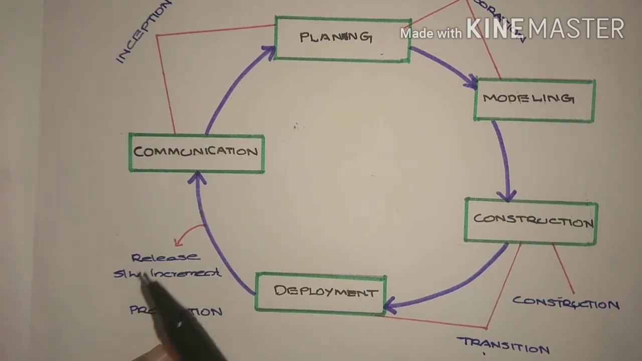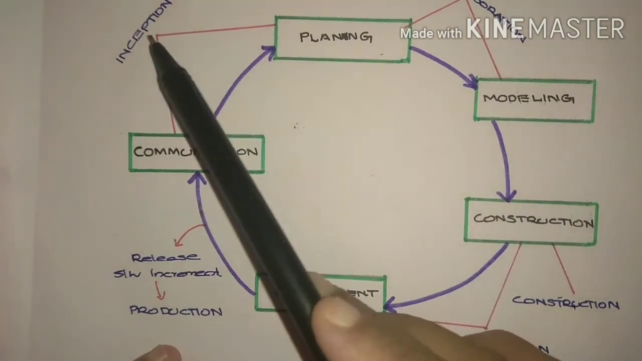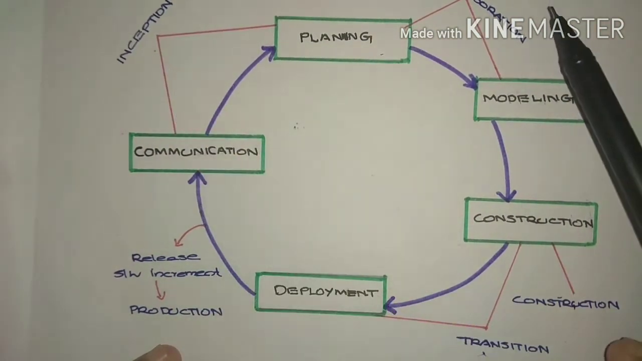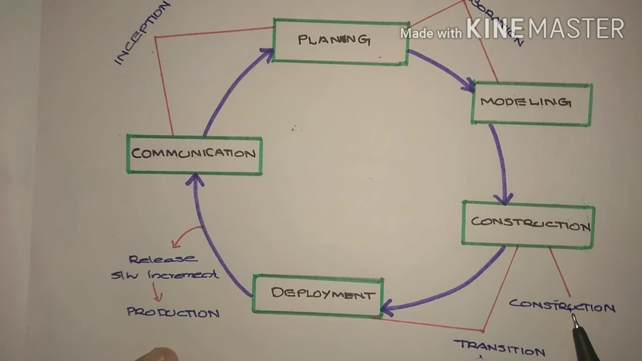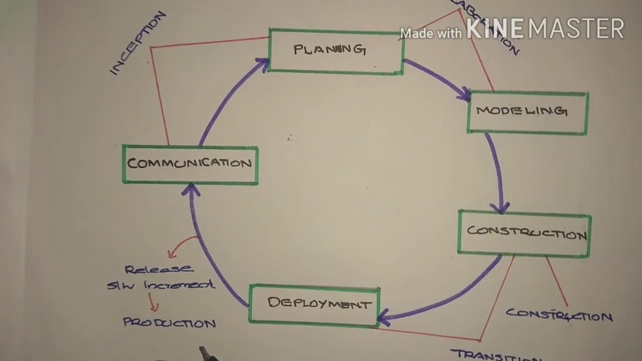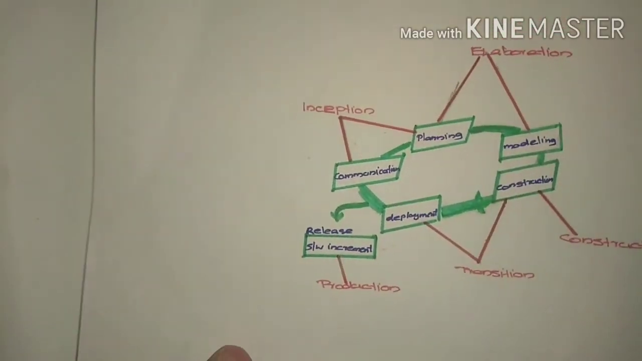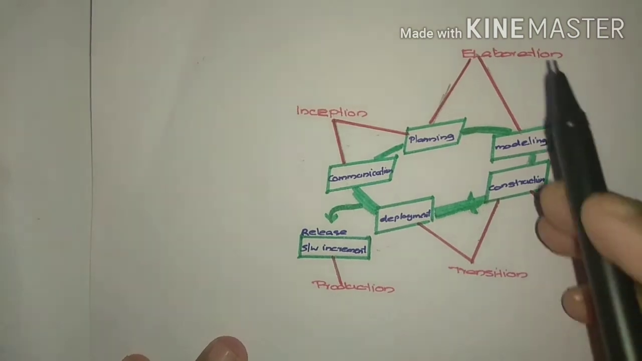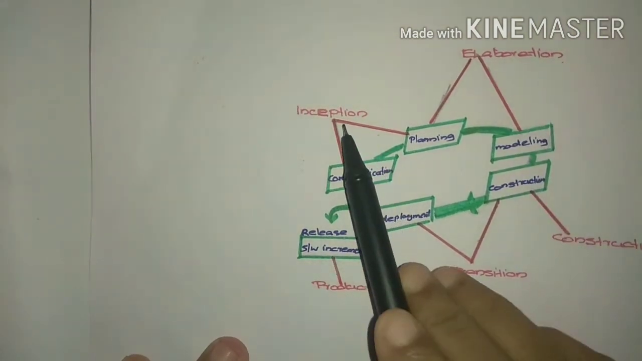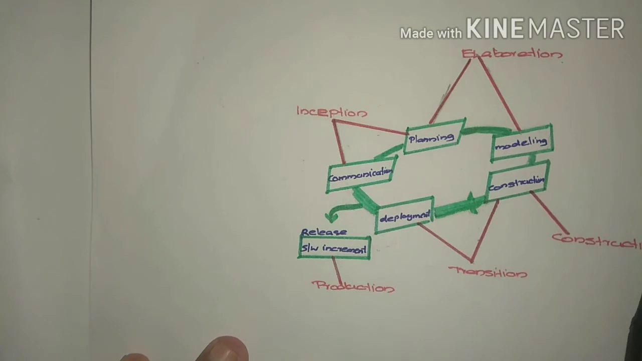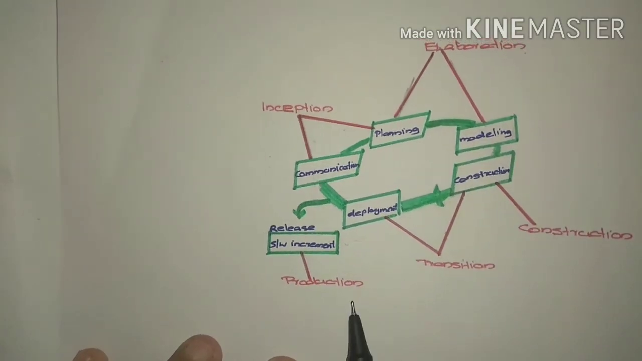Okay, so in the unified process, we have 5 stages. That is inception, elaboration, construction, transition and production. So these are the phases of unified process model. Now we will discuss in detail what are all the phases: what is inception, what is elaboration, what is construction, what is transition and production.